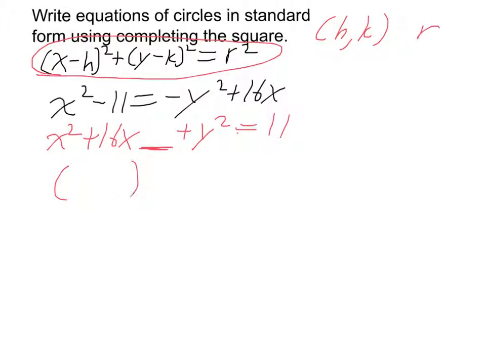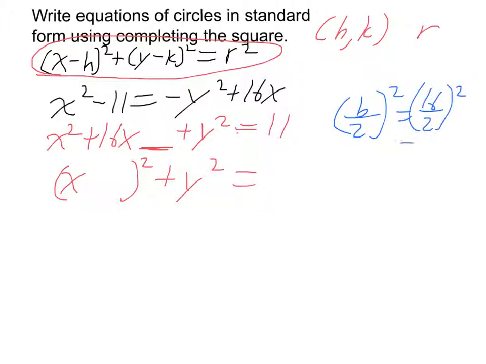Remember, the goal is I want this to look something like this. So the question is, how do I get this to look like that? Well, I need to complete the square over here. How do you complete the square? You complete the square by adding (b over 2) squared to both sides. B in this case is 16, so that's 16 over 2 squared, which is 8 squared, which is 64. So I'm going to add 64 to both sides of the equation.